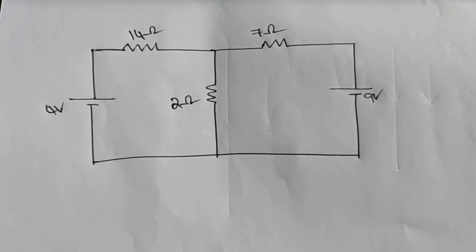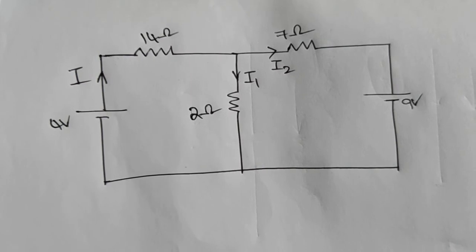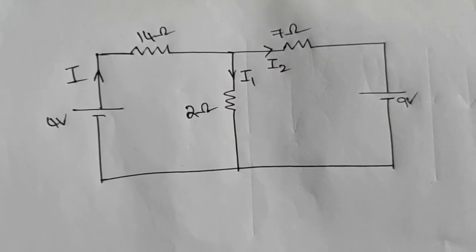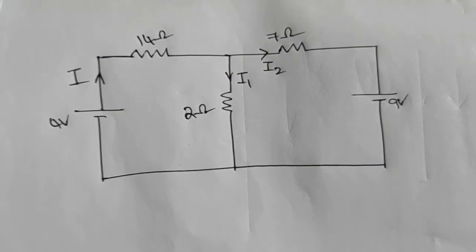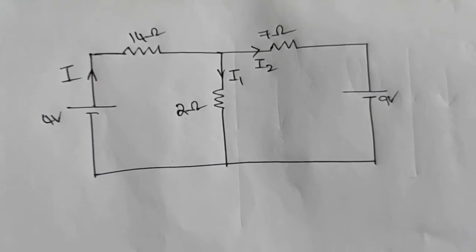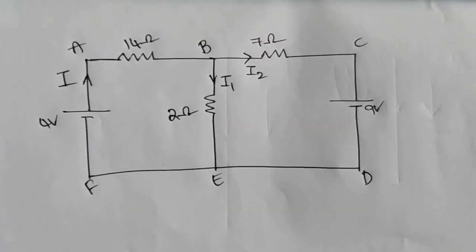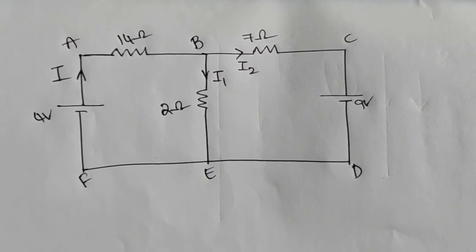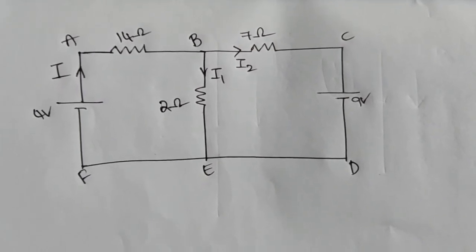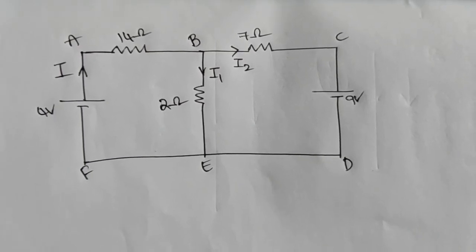Considering the voltage sources and the current directions, here we have drawn the circuit according to the current directions. The current from the 4 volt battery is I. It is divided at point B. Here the junction point is B. That means the current flowing through the 14 ohm resistor is I, the current flowing through the 7 ohm resistor is I2, and the current flowing through the 2 ohm resistor is I1.